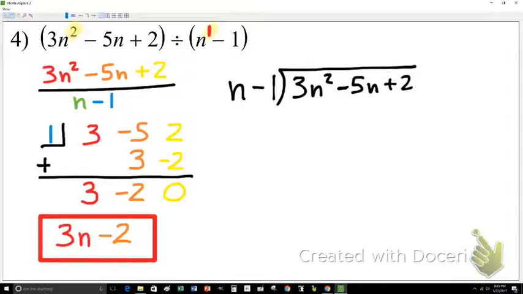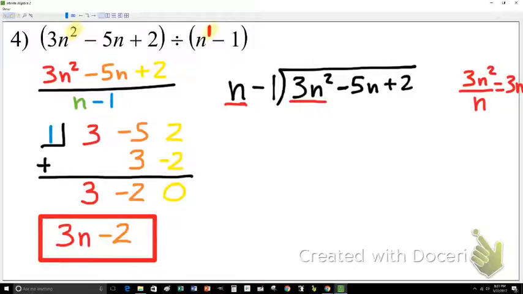Okay? That's known as the divisor, where it does the dividing. So we're going to place that on the left. And now what we need to do is take this leading term here and divide it by the leading term on the binomial. Okay? So we take 3n squared divided by n, and what is that going to be? 3n squared divided by n, why, that's just 3n.